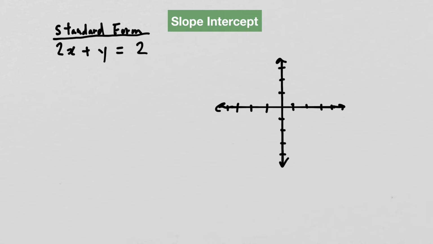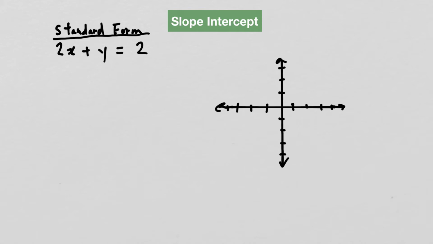Okay, it's standard because x and y are on one side of the equation, and then everything else is on the other side of the equation. So when you have an equation like this, all we need to do is solve for y.